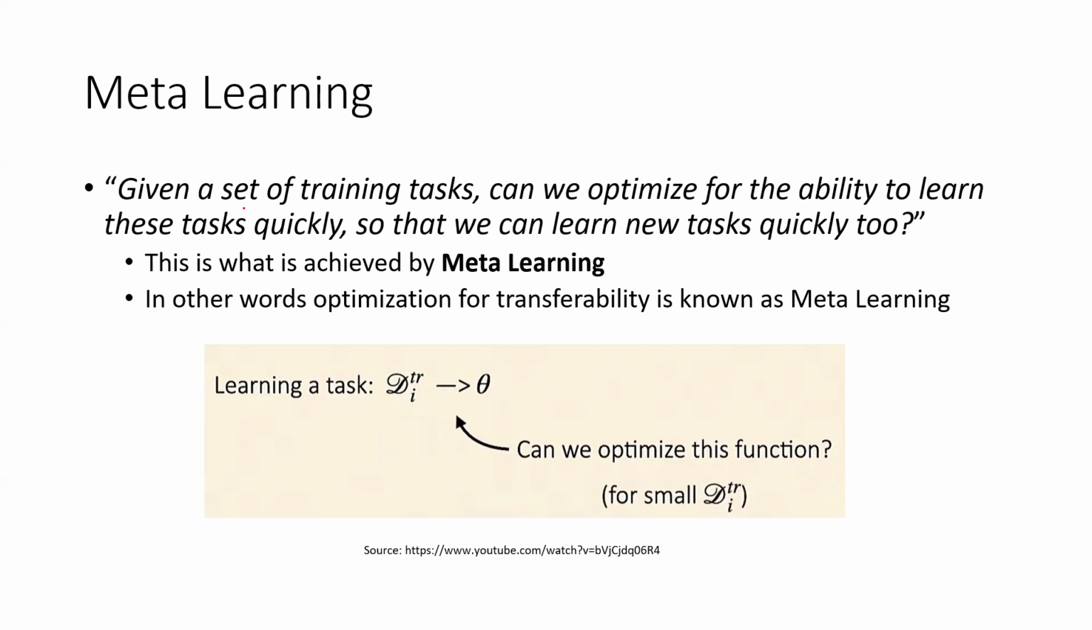Okay, now let's move to the other learning technique known as meta learning, right? So let's look at this statement, right? Now carefully read through this statement. Given a set of training tasks, can we optimize for the ability to learn these tasks quickly so that we can learn new tasks quickly too?